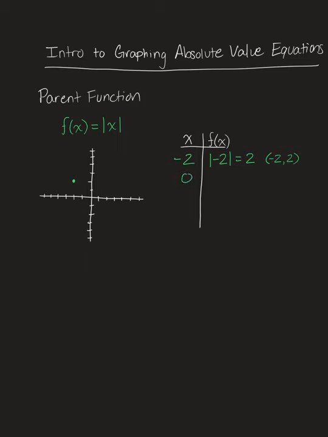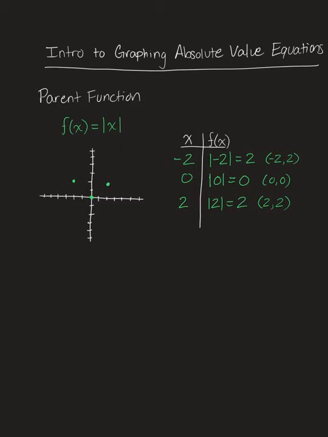Let's plug in 0. I have the absolute value of 0, well, that's just 0. So I have a coordinate point there. Let's plug in +2. The absolute value of +2 is 2. So I have a coordinate point there.